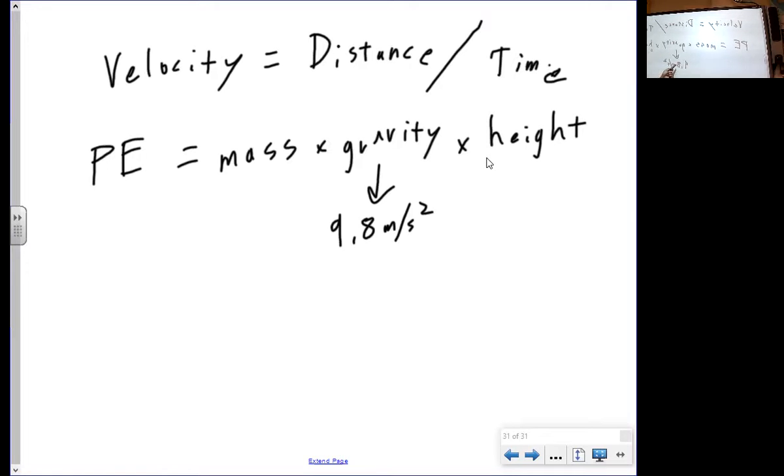Now, how can I change this? I can't change gravity as long as you don't change what? I just said it, guys. Gravity is always the same as long as you stay on Earth.